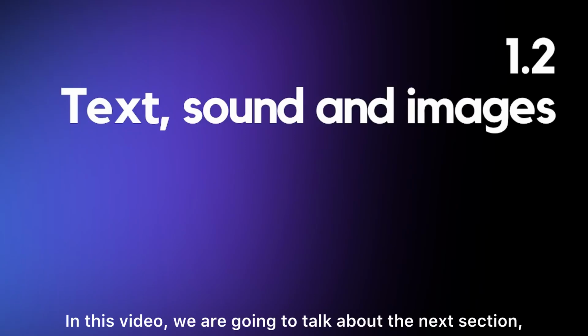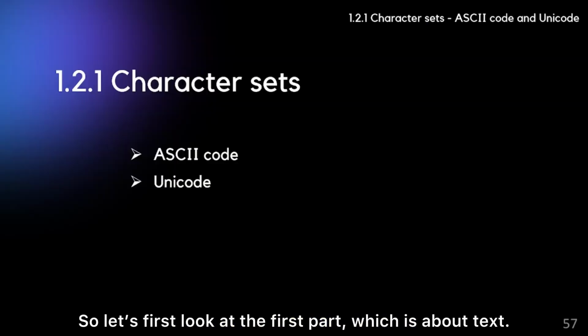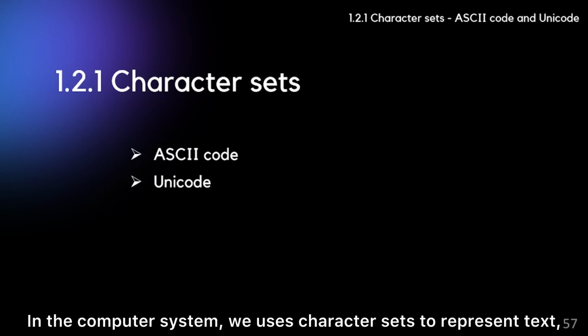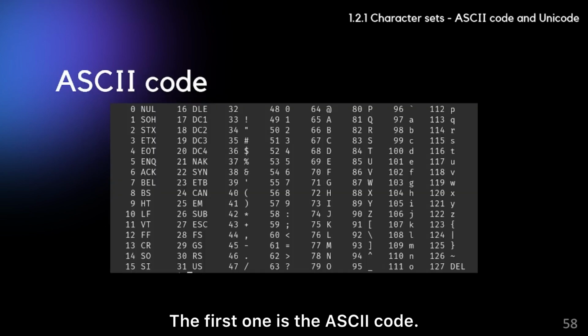In this video, we are going to talk about the next section: text, sound, and images. So let's first look at the first part, which is about text. In the computer system, we use character sets to represent text, and we will talk about two character sets. The first one is the ASCII code.